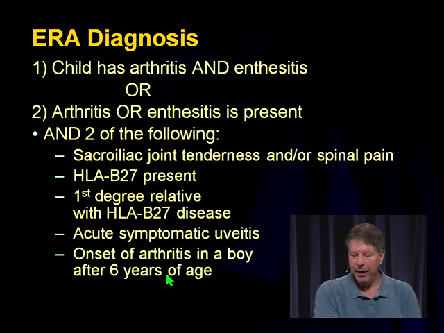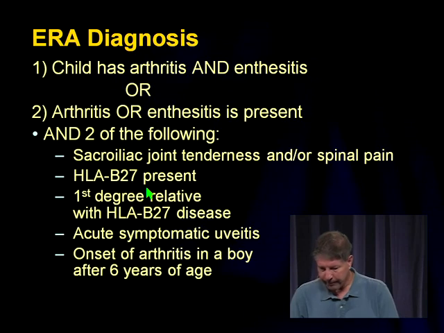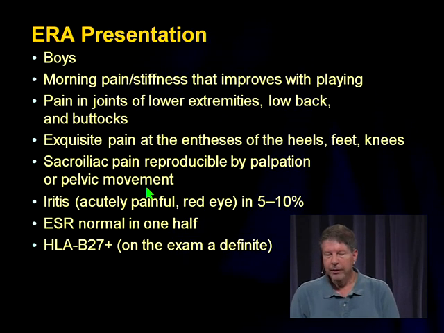So he had arthritis, he had the sacroiliac involvement, and he was older than 6 years old, and he was a boy, okay? And he had the HLA-B27. So they gave you everything for that kid. Okay. So again, this is boys, morning pain or stiffness that improves with playing.